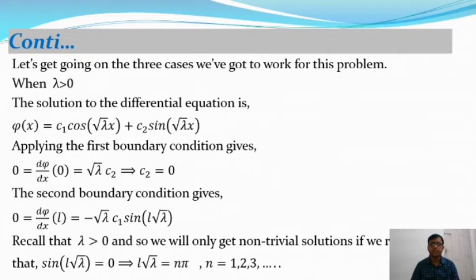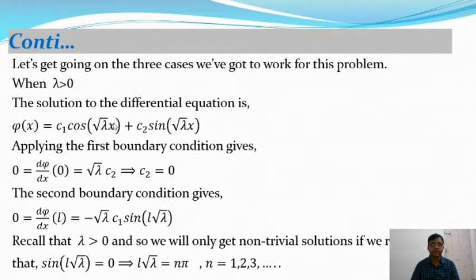So phi of x is the second order differential equation in that case, and the solutions depend on the value of lambda. Here, either lambda is greater than 0, or lambda is less than 0, or lambda is equal to 0, and for different values of lambda the solutions are different. When lambda is greater than 0, the solution to the differential equation is phi of x equal to c1 cos root lambda x plus c2 sin root lambda x.